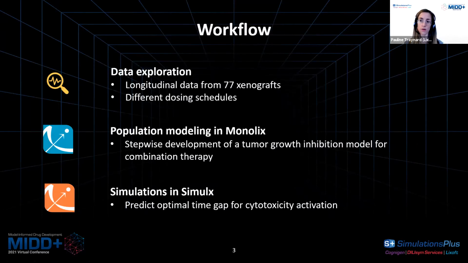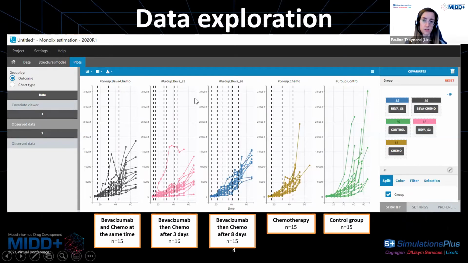Here is the workflow that I will follow to analyze this data and answer this question. I will show the main steps of the modeling and simulation workflow performed with the Monolix suite. Starting with data exploration of the longitudinal data that we have from 77 xenografts in mice with different dosing schedules. Then I will use this data to build a population model in Monolix with a stepwise development of a tumor growth inhibition model. And finally, I will use this model in Simulx to predict the optimal time gap for cytotoxicity activation. I will show most of these steps directly on the slides, but also a few of them directly in the Monolix suite. So first, I will start by showing you the data set directly in Monolix.